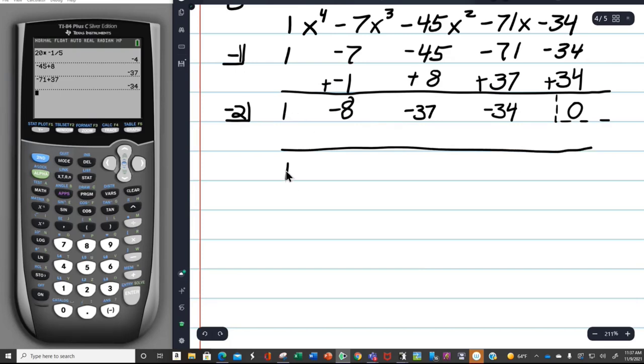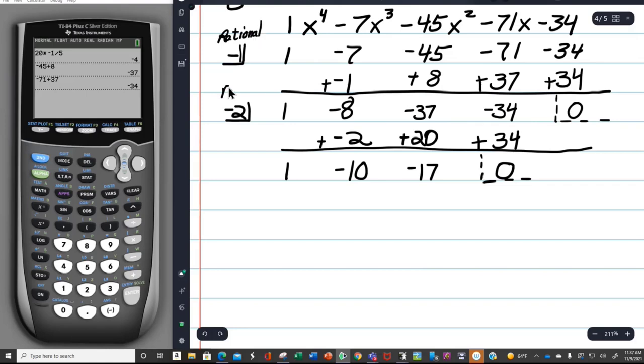Bring down a 1. 1 times negative 2 is negative 2. Negative 8 plus negative 2 is negative 10. Negative 10 times negative 2 is positive 20. Negative 37 plus positive 20 is negative 17. Negative 17 times negative 2 is positive 34. Negative 34 plus positive 34 is 0. 0 remainder. So we have a rational 0. And a rational 0.